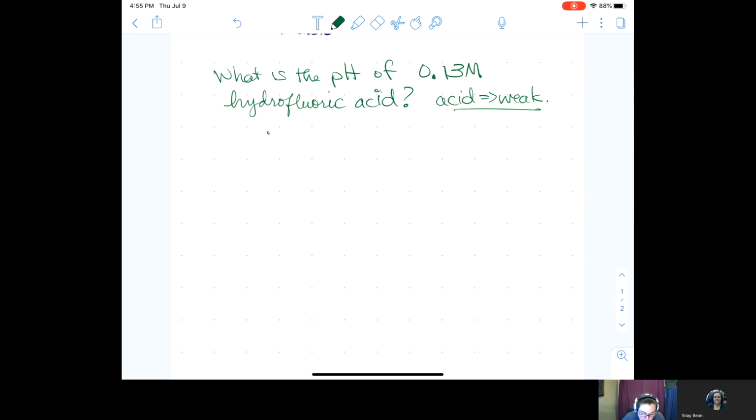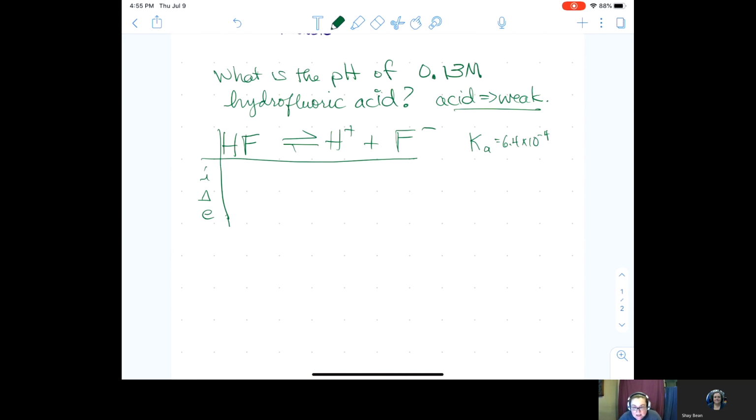When I look up hydrofluoric acid, I see that the formula is HF. So I'm going to write that equilibrium reaction with HF, which can be simply that. I'm going to need a Ka value, so I'll look up the Ka for hydrofluoric acid. It is 6.4 times 10 to the minus 4. And I'm going to need an ice table for the HF, with an initial, a change, and an equilibrium amount.